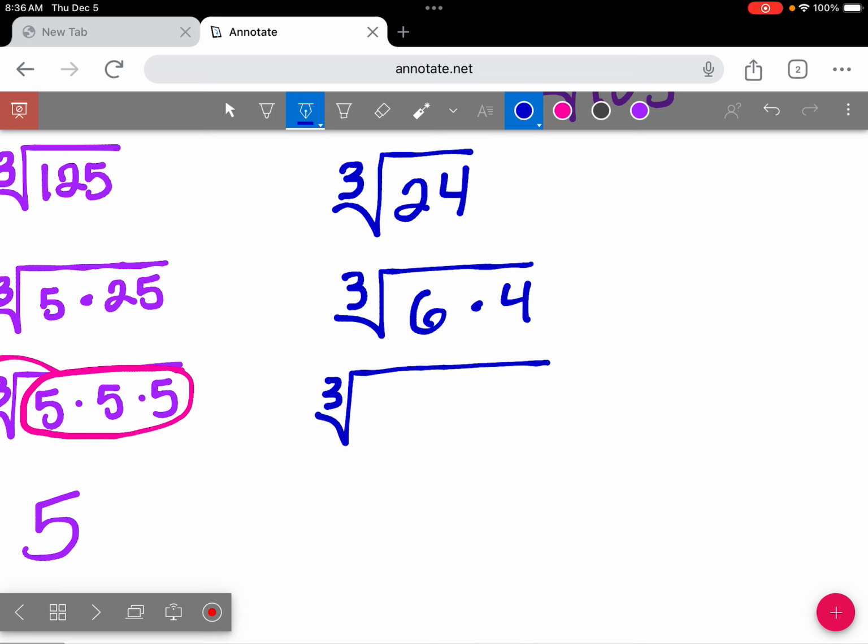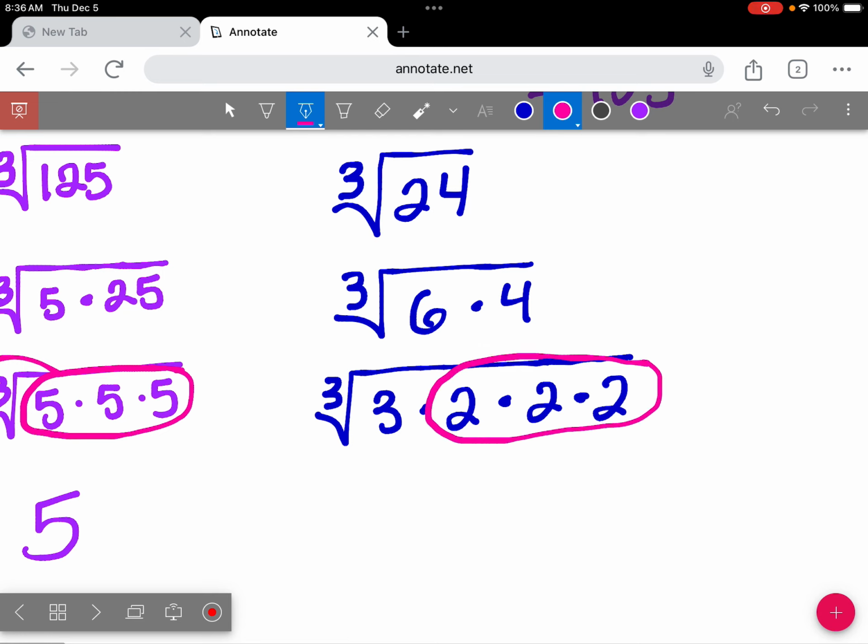What multiplies to make 6? 3 and 2. What multiplies to make 4? 2 and 2. With our index of 3, we're looking for those groups of 3. Do I have a group of 3 in here? Do I have a set of 3 things? What do I have a set of 3 of? 2s. So these are my funky looking socks, if the socks help you. I need a group of 3 because that's my index.